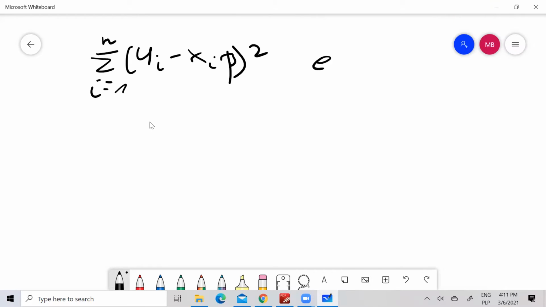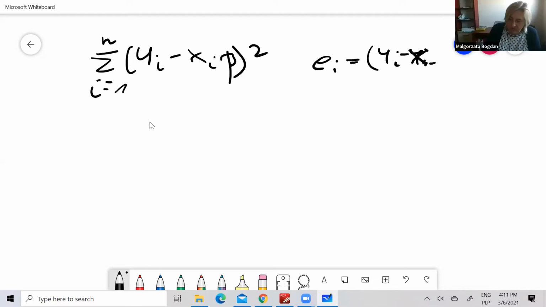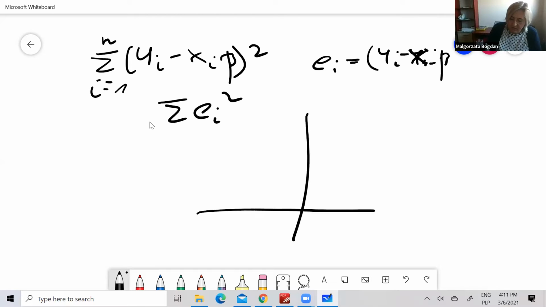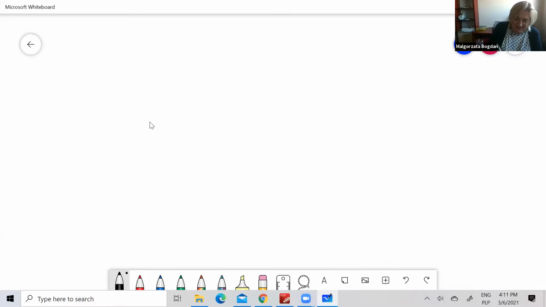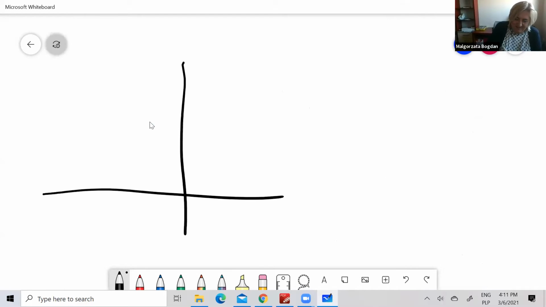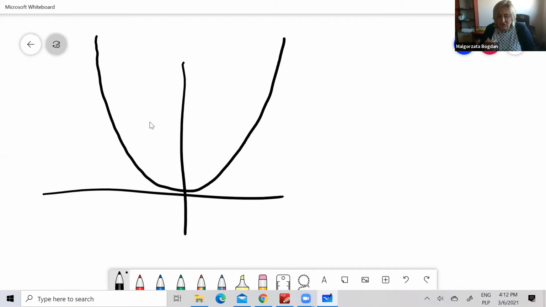So let's call ei a residual, yi minus xi beta. You minimize the sum of squares of residuals, and this is the square function. Let me just draw a square function. Okay, so the square function increases a lot when the residual gets large.